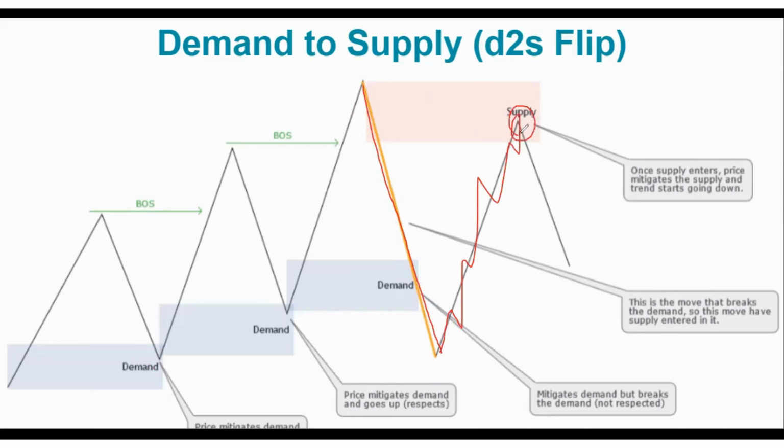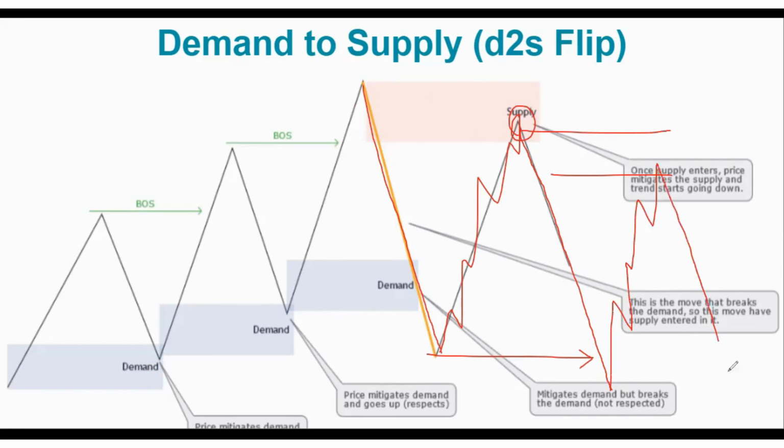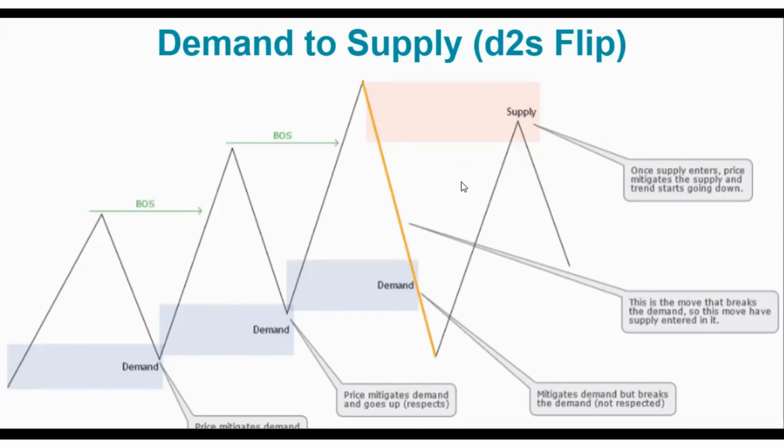Market will come up, mitigate the supply, and go down. Create a lower low, break the structure, create a lower low, a new supply here again, come up, mitigate supply, go down. So you see how an uptrend completely changed to a downtrend just by breaking a demand and supply. And this is why the flips are so important here. So when we have a flip, we have a change in the trend also.